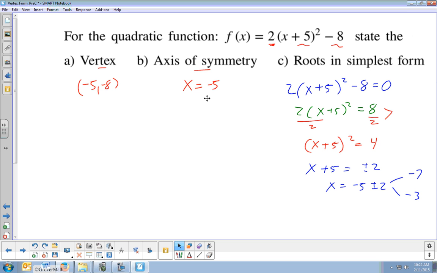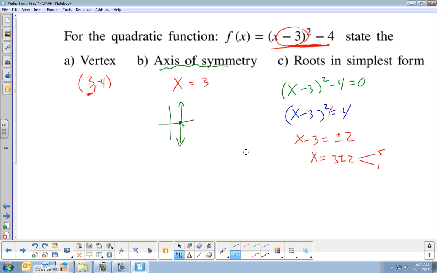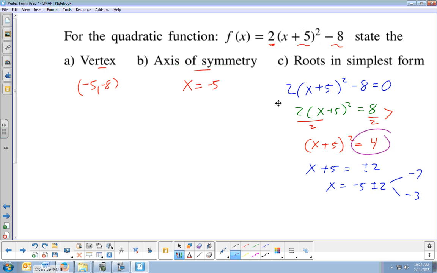So just know that when you do the square root of both sides, in these two particular examples, we had a square that we took the square root of, and it came out to be 4 both times. That's not going to always be the case, but we'll certainly practice this in class tomorrow. So, short video today.